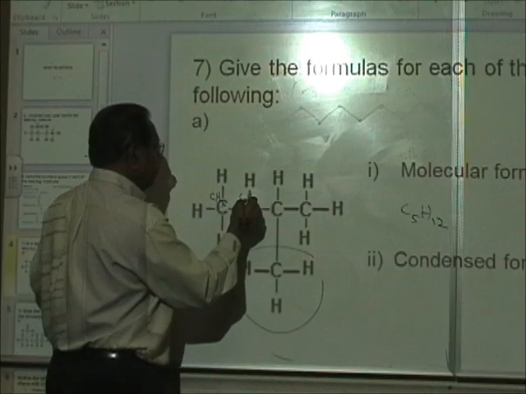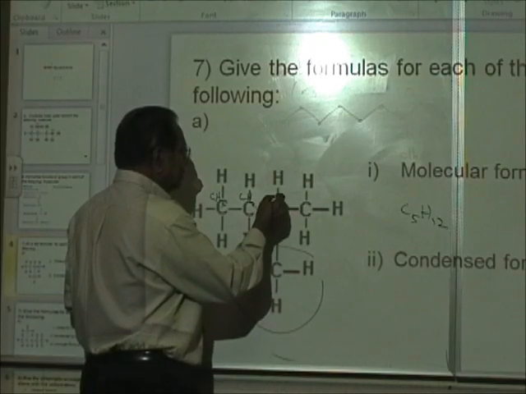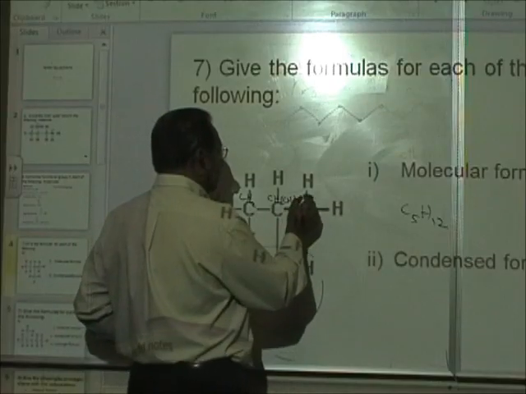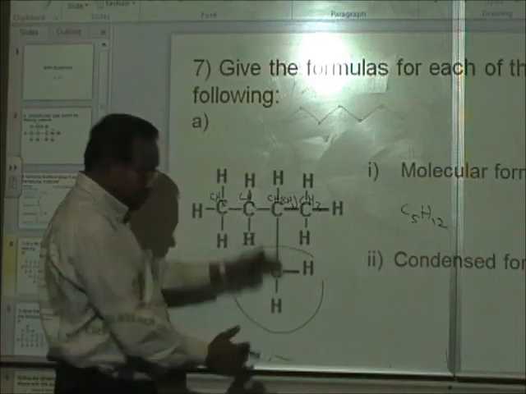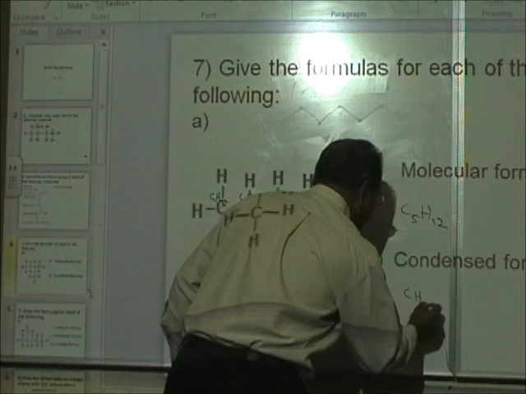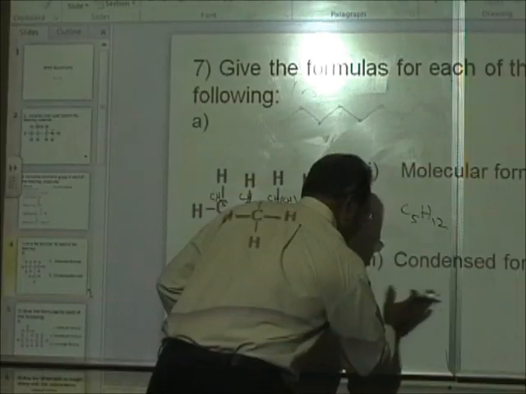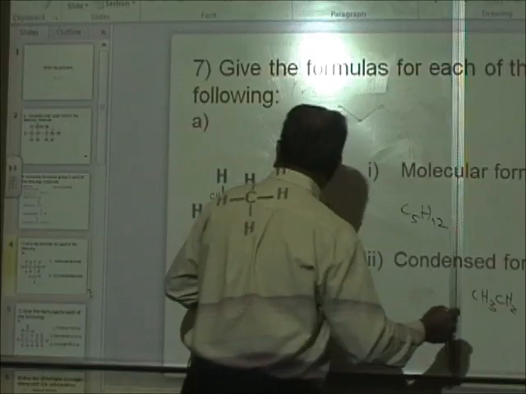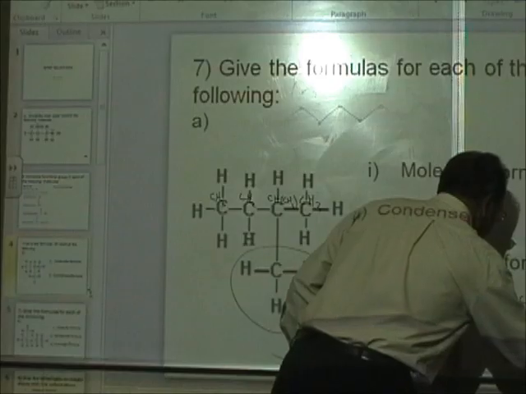I'm not going to do this, normally I don't do this. And this is a CH group, and I put a square parenthesis, and you put a CH3 here, because it's coming out of that, all right? So that's how we write the condensed formula. CH3, CH2, CH, CH3, CH3. All right.